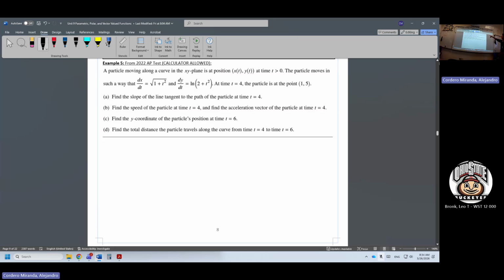It says a particle is moving along the plane so that its position x of t, y of t at time t is greater than zero, so any positive time. Then it says the particle moves in such a way that the derivative of x is this and the derivative of y is that. And at that time forward, it's at 1.5. Then it says find the slope of the line tangent to the path of the particle at time t equals 4. Notice there's a difference, but it's asking you for the slope of the graph that this makes. The shape of that graph. So you're just thinking of that graph as its own graph and getting the slope of the tangent line.